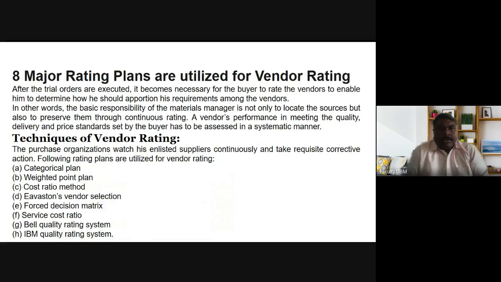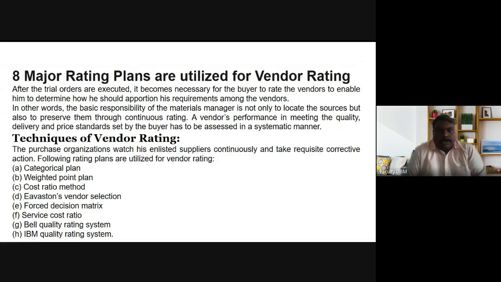After the trial orders are executed, it becomes necessary for the buyer to rate the vendor to enable him to determine how he should apportion his requirements among the vendors. In other words, the basic responsibility of the material manager is not only to locate the resources but also to preserve them through continuous rating. A vendor's performance in meeting quality, as I said, the key performance indicators of a vendor are quality, delivery, and price standards set by the buyer, which have to be assessed in a systematic manner.